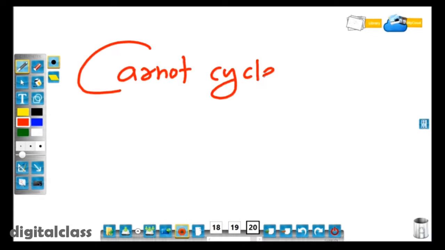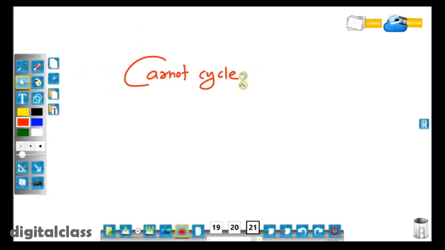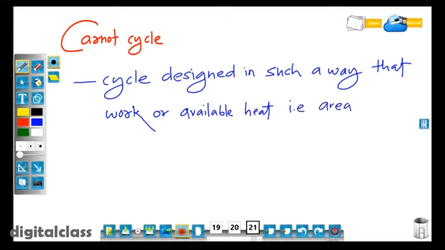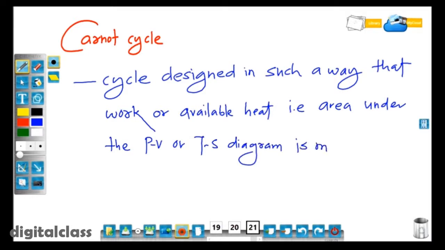Now we are going to see the Carnot cycle. The Carnot cycle is an ideal cycle, means we cannot achieve this in practice. So this cycle is designed on paper only. The cycle is designed in such a way that it gives maximum work done or maximum utilization of the heat, that is nothing but the area under the PV and TS diagrams.